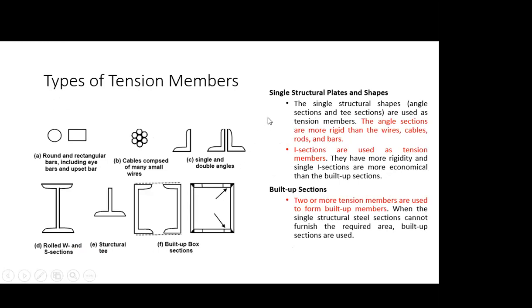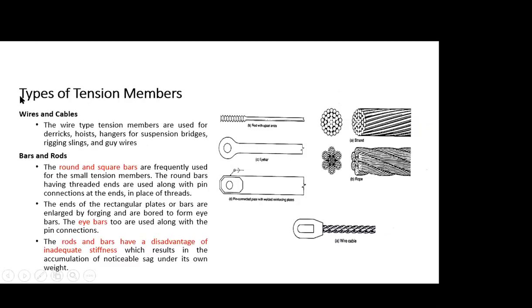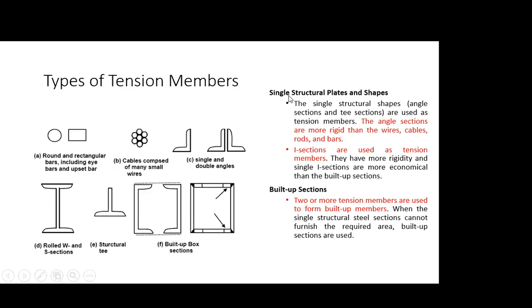And then single structural plates and shapes. Previously we discussed wires and cables, bars and rods, and then structural plates and shapes. The single structural plates and shapes mean the single and double angles, the I section and T section. These are used as tension members. The angle sections are more rigid than the wires. They won't sag until the time prolongs.